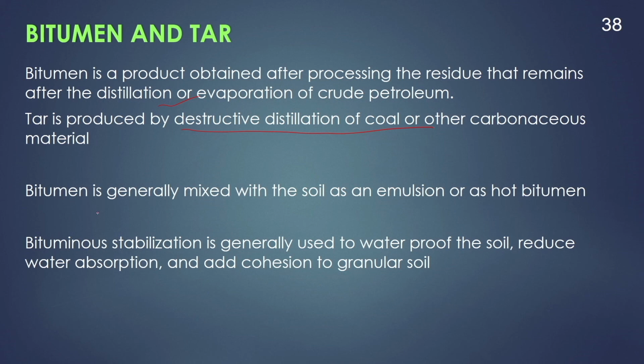When we use bitumen, it is generally used either in the form of emulsion or as hot bitumen, and generally this bituminous stabilization is used for waterproofing the soil or to reduce the water absorption and add cohesion to the soil. When particularly used for clay soil, generally the strength gain for the bituminous stabilization is not that much, but in that case we can get a large amount of waterproofing. So, we need to remember that for clay soil this is generally used for waterproofing, as the strength gain is less.